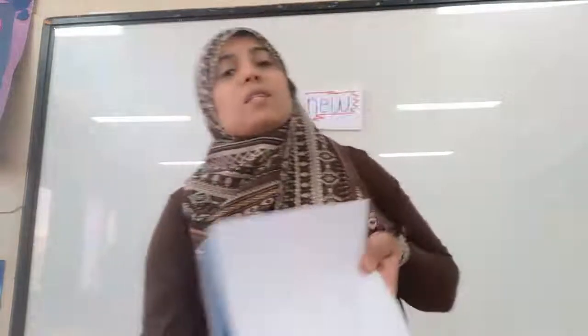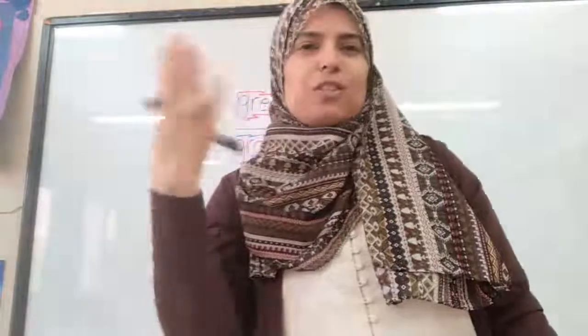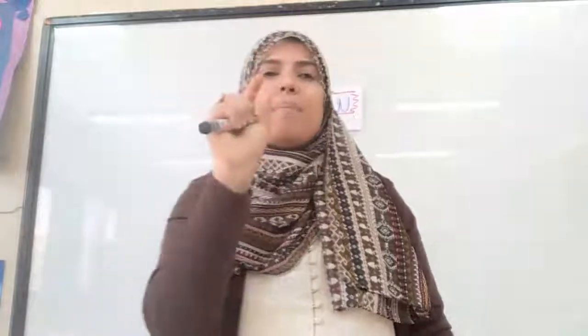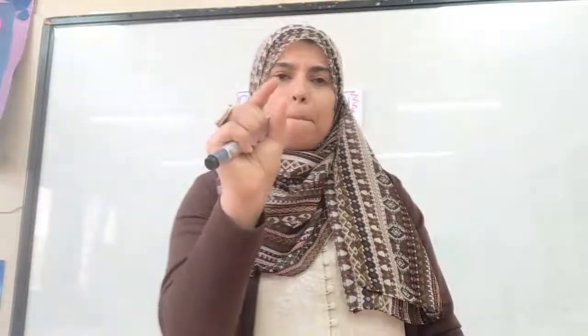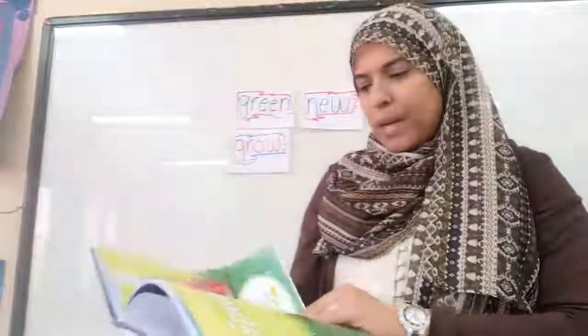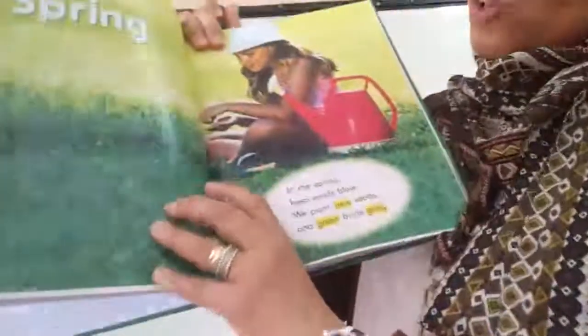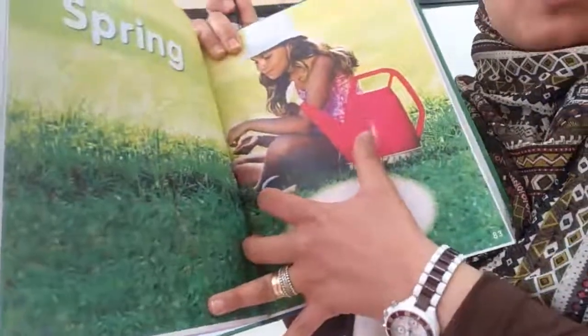Okay, so here he is telling me that in spring, I can see wind blow fresh. It's fresh. Like this. And also the plants and the buds. Buds, it's the small parts of the plant, it starts to grow. Okay? And if you look at the picture, you will see that the girl is sitting looking to the grass, and I think she has some seeds in her hand, and she will put the seeds and then she will water the seeds with some water.